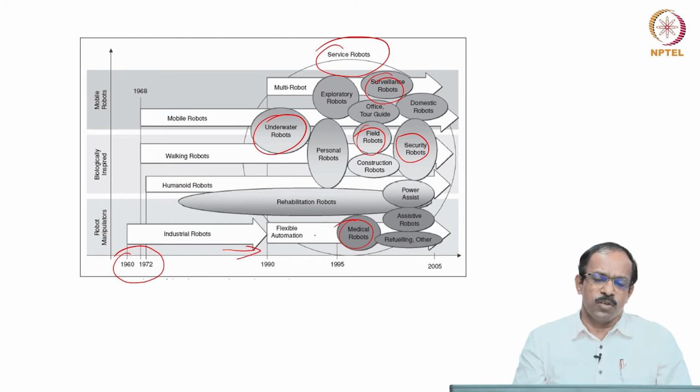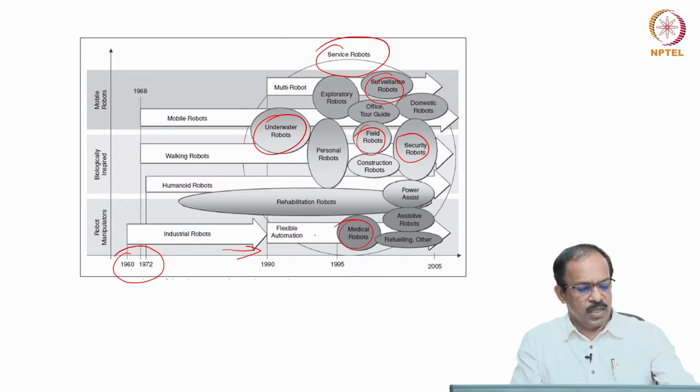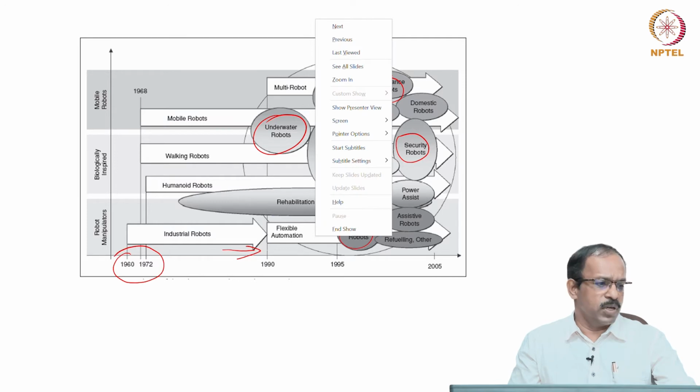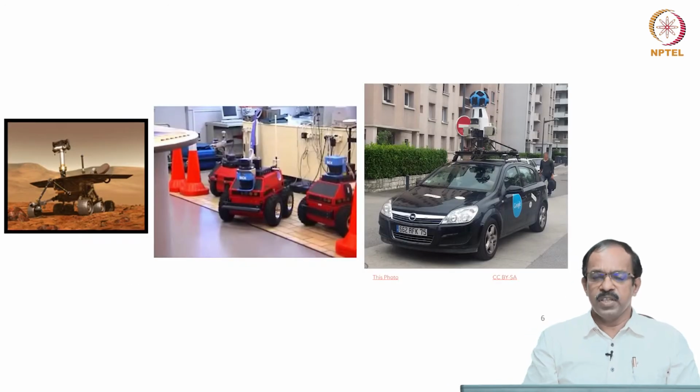And all these robots, some of them are mobile, some of them are not mobile, but whatever may be the case, we have an important requirement of sensing and perception. Without sensors and without perception of the environment, no mobile robot can actually work. And that is why we need to understand the various kinds of sensors and how these sensors are used for mobile robot navigation. You can see some of these robots here.